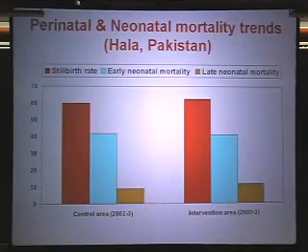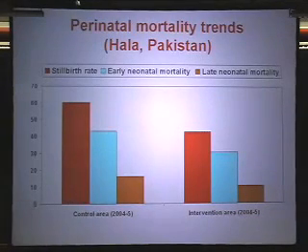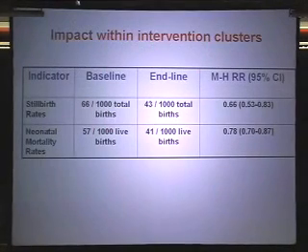This was the situation when we started. As you can see, in both areas, control and intervention clusters, the perinatal mortality rates are extremely high, about 100, with early neonatal mortality rates of around 45. 2 years on, you can see a fairly visible difference between the two groups. And in quantitative terms, what you see is a substantial reduction in stillbirths and a significant reduction in neonatal mortality.